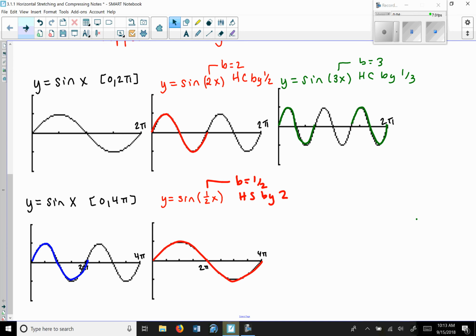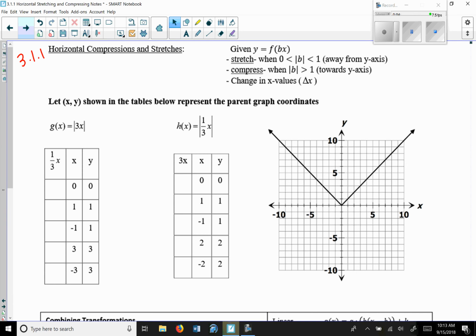Let's go ahead and do some more of this. First of all, given y equals f of b times x, we're looking at their b values. Stretching it when it is in between 0 and 1 away from the y-axis, compressing it when it is bigger than 1 towards the y-axis, and again, you're changing your x values when you're doing this.